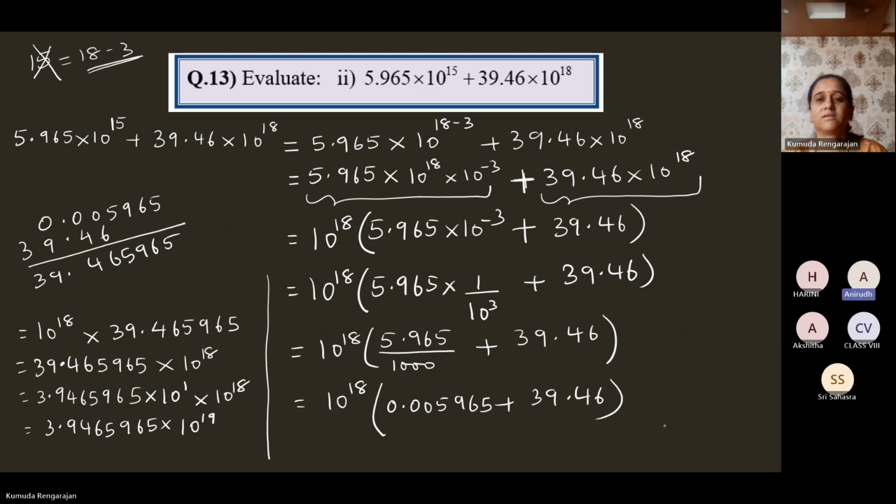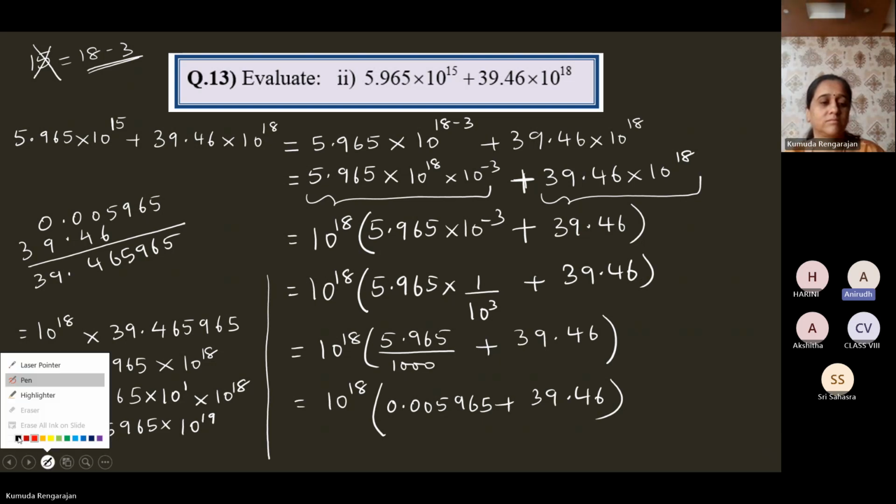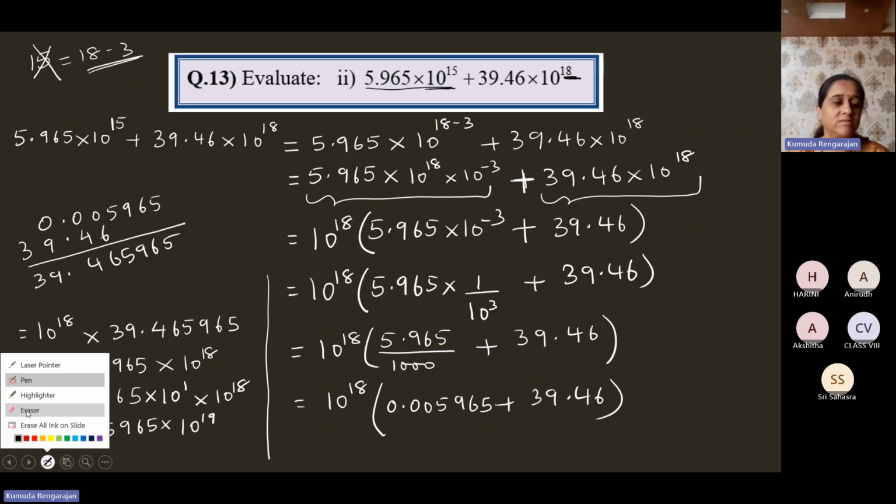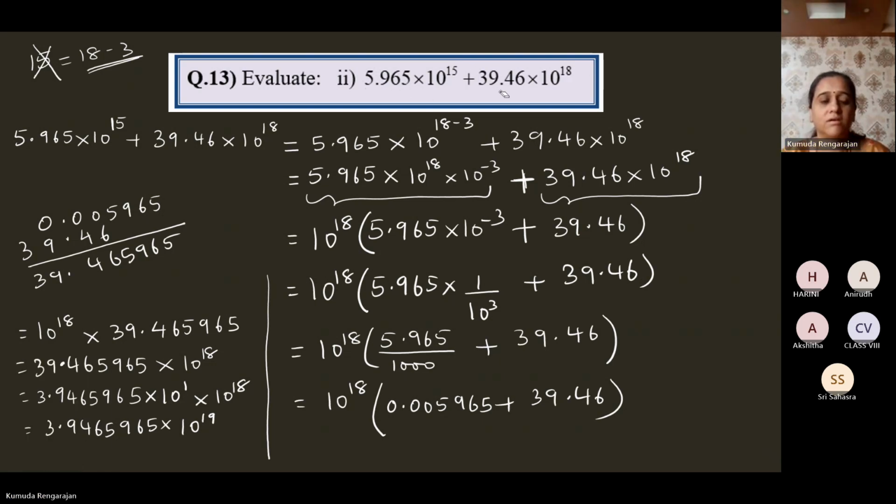Ma'am, like 10 to the power 15 plus 3. Yeah. 5.965 into 10 to the power 15 plus 3. Like that? No, this is 5.965 into 10 to the power 15, right? This as it is. This we already changed, no? That's the first step. That's the first method we did. And we are changing 18 minus 3. Yeah. This is 18. You write this 18 as, see here, 18 minus this 3.